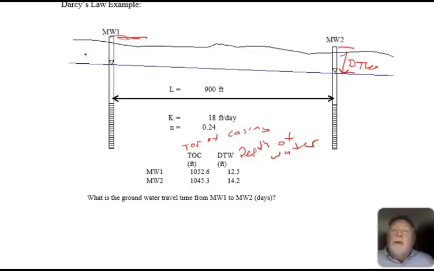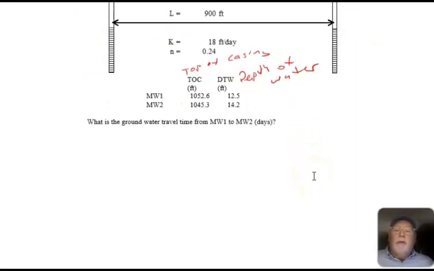So you drop a tape in there, you can get one that actually has a little thing at the end. It'll beep when it hits the water. You read it off at the top of the well. All right, so we want to know the groundwater travel time from monitoring well 1 to monitoring well 2 in days. So first thing we need, again, our Darcy's law says that Q over A, we also call that a little q, equals minus K times the change in head over the change in length.